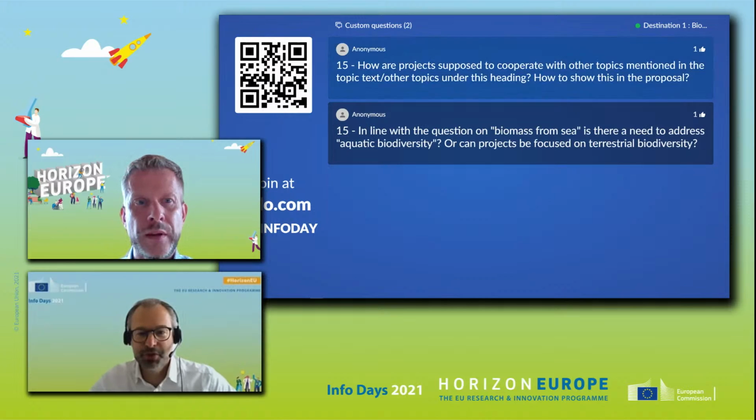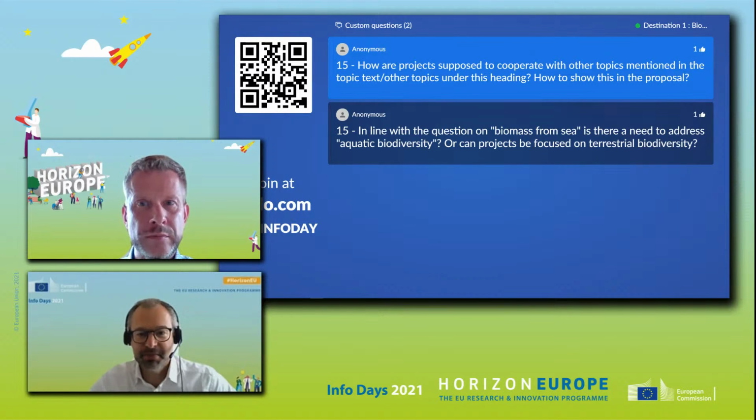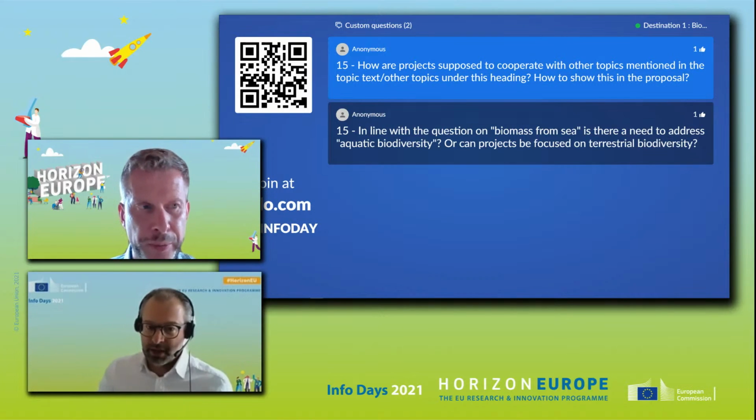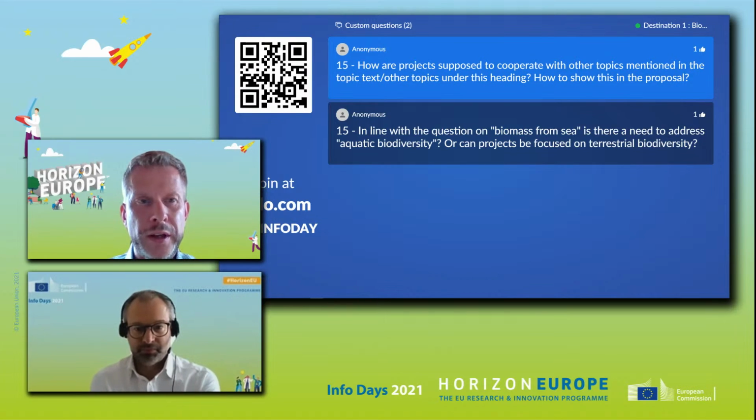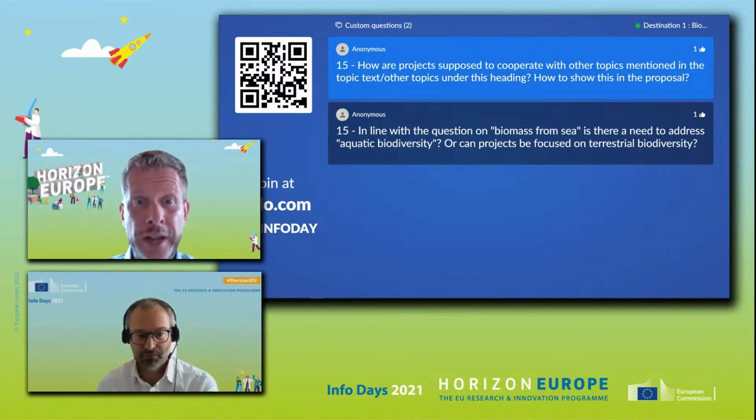How are projects supposed to cooperate with other topics mentioned in the topic text, or other topics under this heading? So you gave 4 presentations, there are 4 topics, and you can let us know how the cooperation between the topics can be organized, how to show this in the proposal, please. Yes, that is a very important part of the application. It's very clearly stated in the topic text that proposals should include specific tasks and allocate sufficient resources for the coordination for these measures.